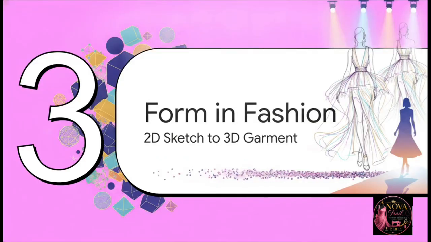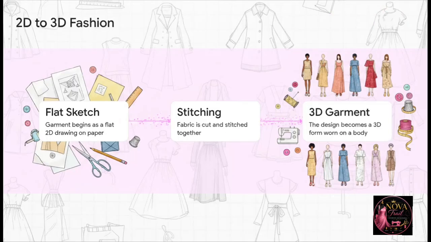Now for the really fun stuff. Section 3, form and fashion, taking a 2D sketch to a 3D garment. When you design a garment, where does it start? Well, it starts as a flat 2D sketch. But here's the thing. Nobody wears a piece of paper. The true magic happens when that design is cut into fabric, stitched together, and finally worn. Through that process, it literally stops being a 2D sketch and becomes a living 3D form, complete with its very own unique volume and structure.